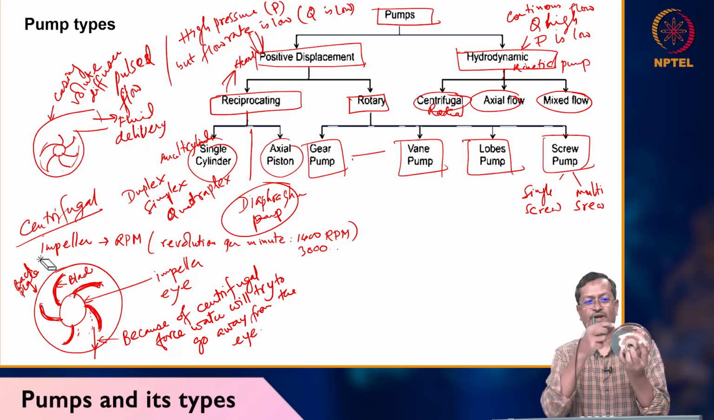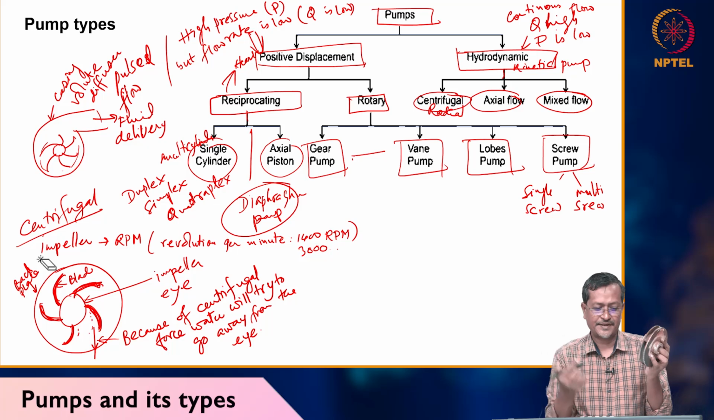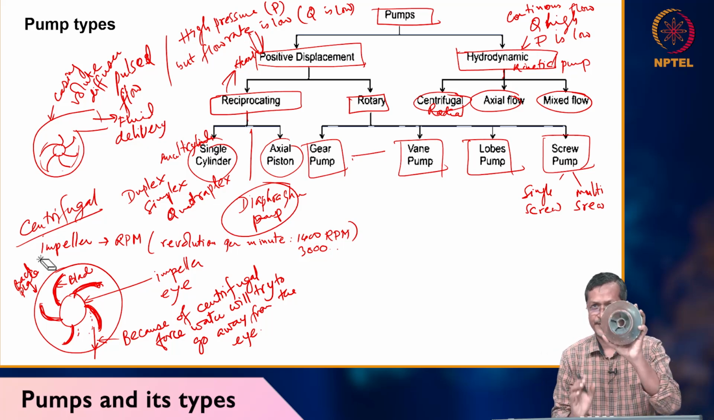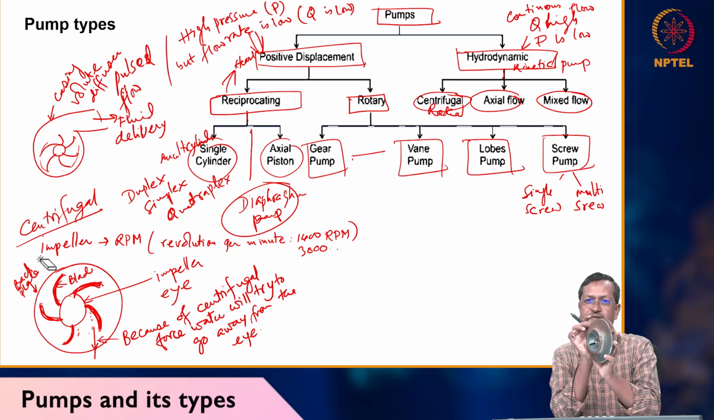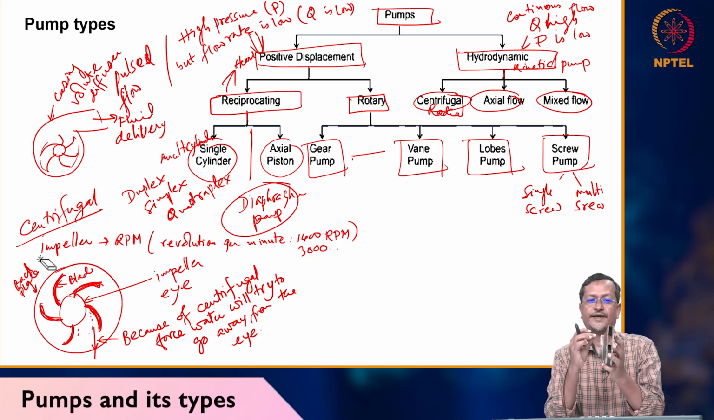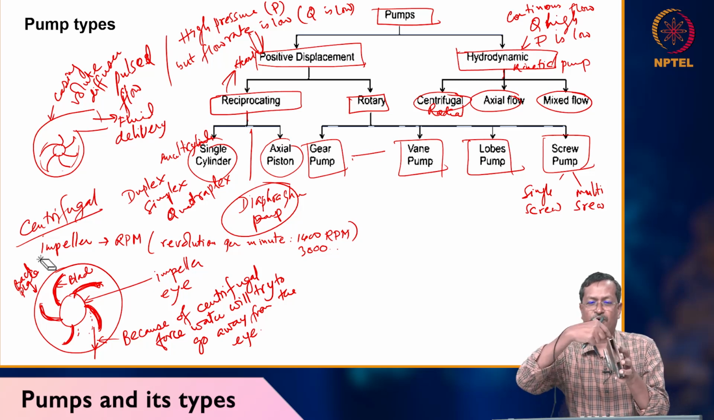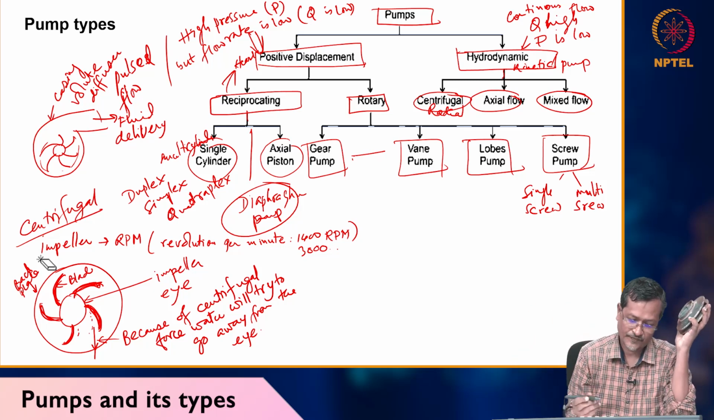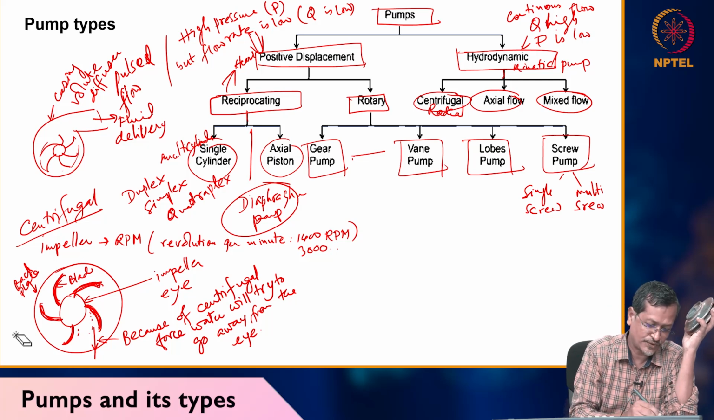So it is creating one closed channel. This is called a closed impeller. Whatever I am showing is a closed impeller, because the front plate is there, the back plate is there, the impeller blades are there, and fluid enters and comes out through this channel. I am showing this one as a closed impeller.